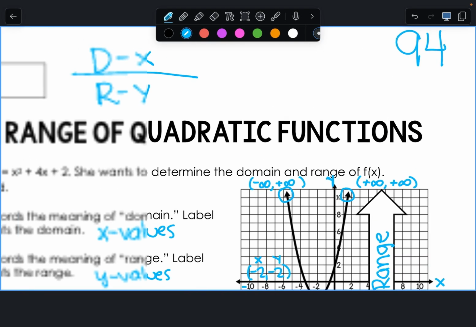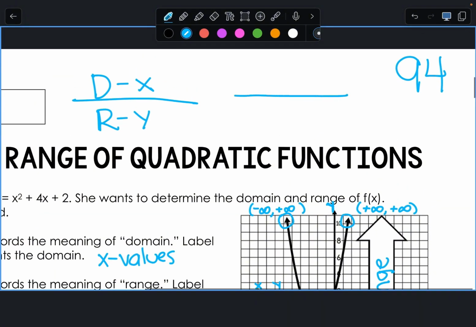Okay? Which I guess we can go ahead and write that. If your arrows are in quadrant 1, positive infinity, positive infinity. In quadrant 4, the x values are positive, the y values go down, so those are negative. Quadrant 3, both negative. In quadrant 2, your x values are negative, your y values are positive.